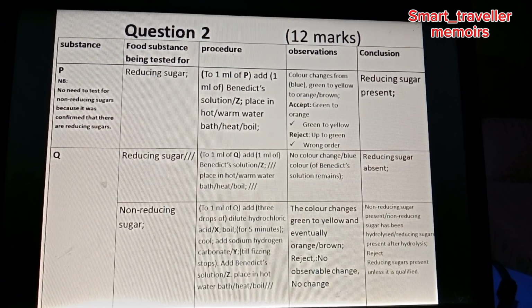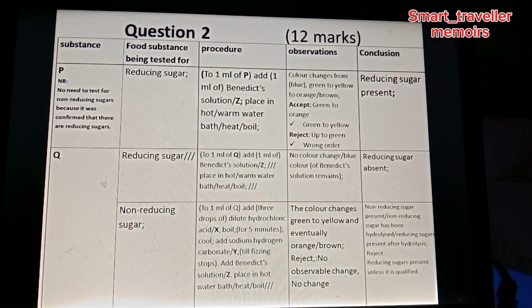So there we are. I don't know whether we are struggling, but we will try our best. But I think I can see it's quite visible. So we have substance, food substance being tested, procedure, observations, and conclusion. P, note, no need to test for non-reducing sugar because it was confirmed that there are reducing sugars. So, reducing sugar: to 1 ml of P add 1 ml of Benedict solution, place in hot or warm water bath or heat to boil.